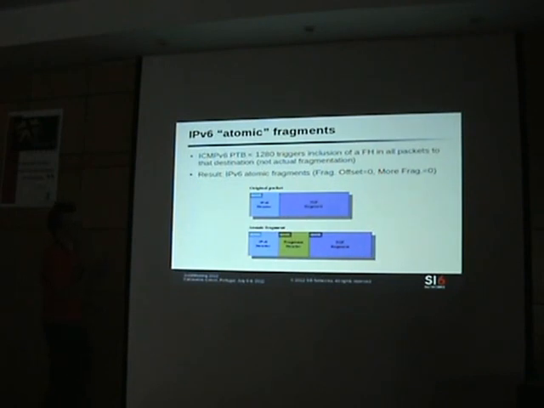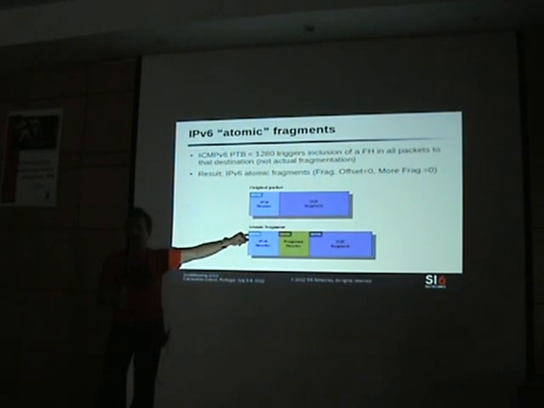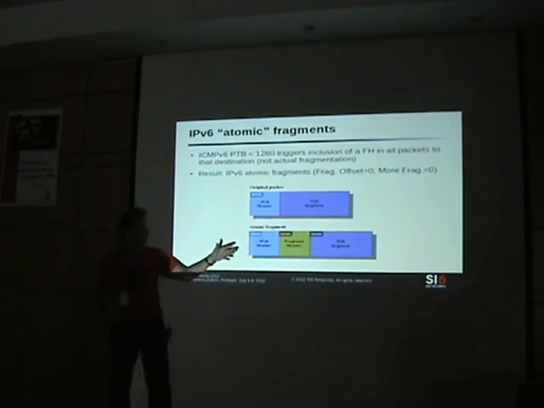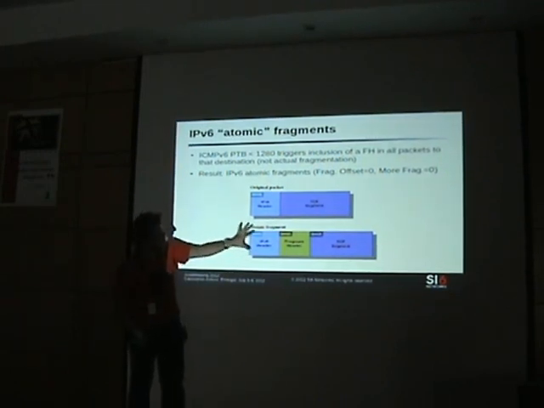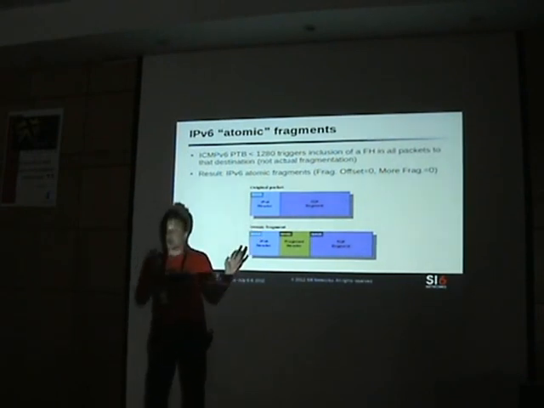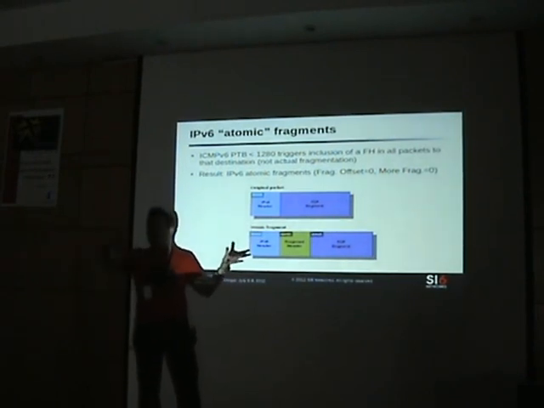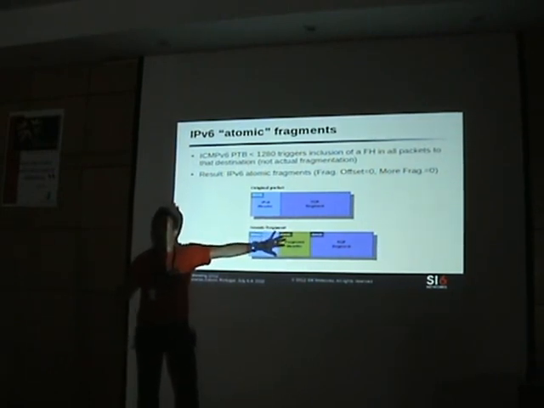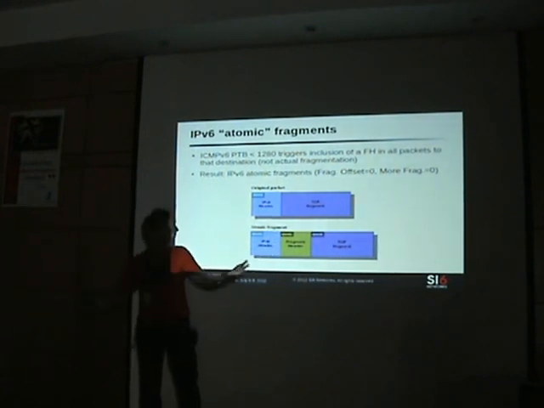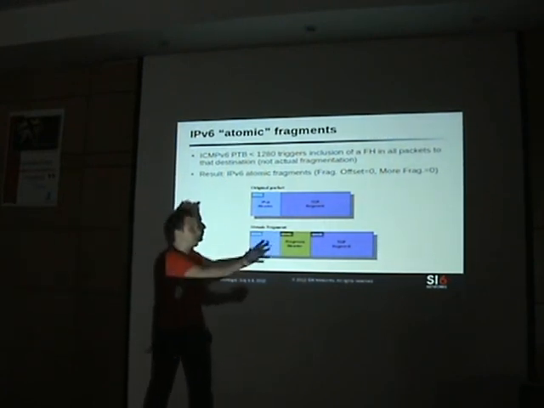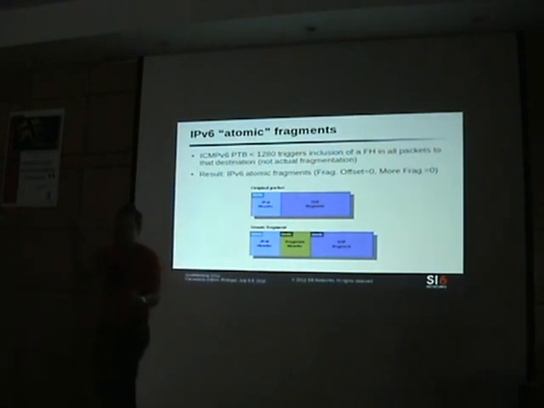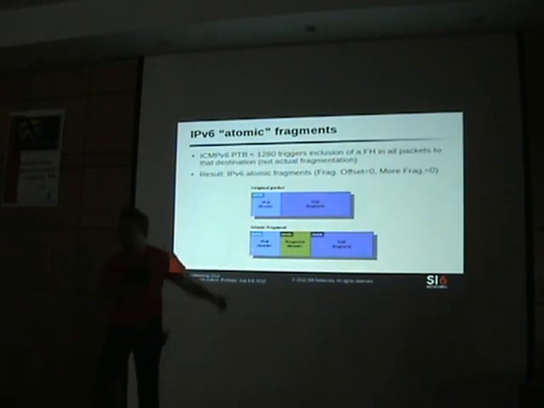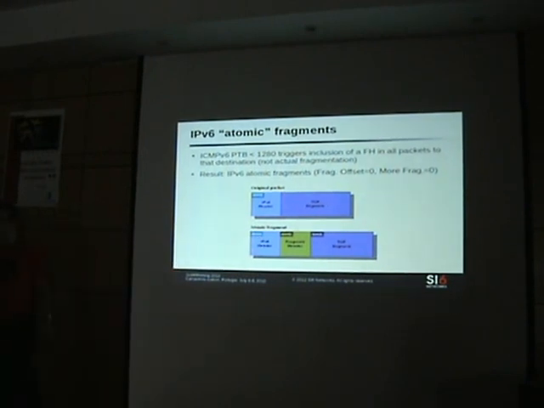A problem that we found with the way many different implementations were handling these atomic fragments is that rather than saying, okay, I got this packet, but it's composed of a single fragment, so I don't really need to wait for other packets to reassemble it, they were mixing the atomic fragment with existing fragmented traffic. So rather than just taking this packet and saying, okay, I will strip the fragment header because it's just a packet composed of a single fragment, they were mixing the atomic fragment with existing fragments. And of course, that was undesirable.